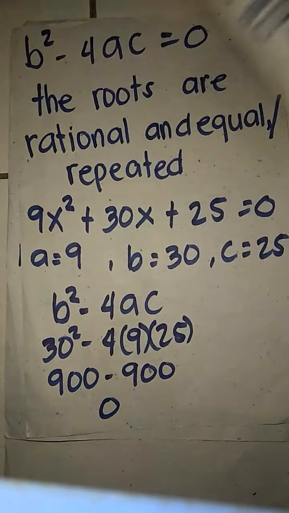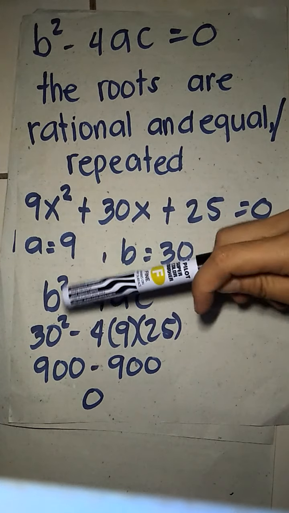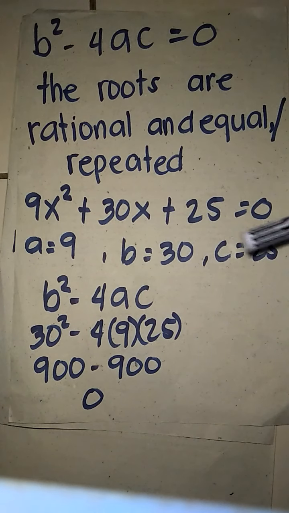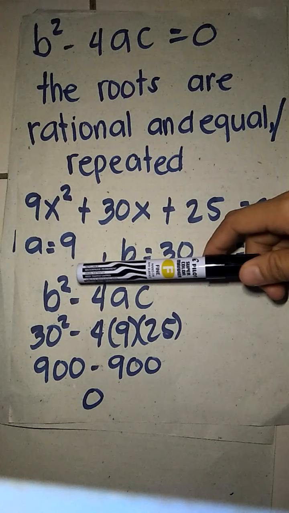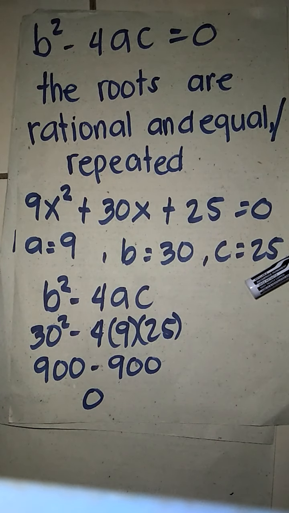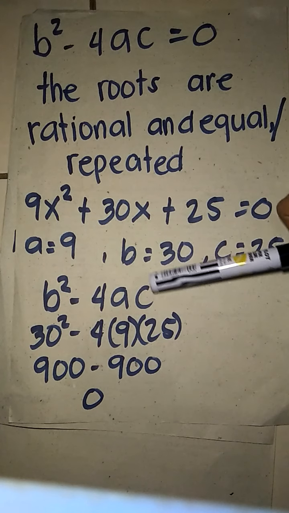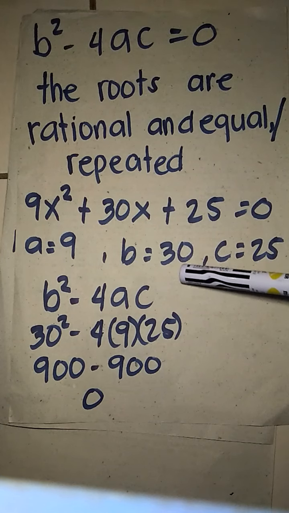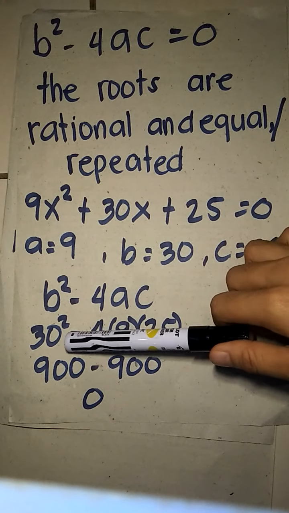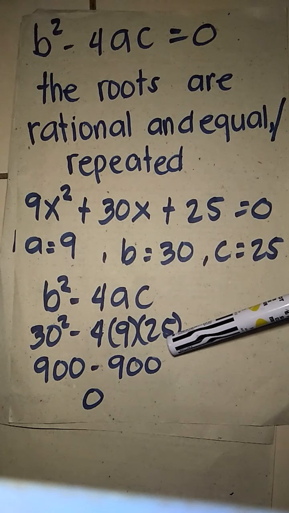Okay. Next example. We have 9x squared plus 30x plus 25 equals 0. Our A is 9, B is 30, and C is 25. So we have here the formula B squared minus 4AC. Again, our B is 30, so substitute. B is 30, then square. Minus 4, A is 9, C is 25.